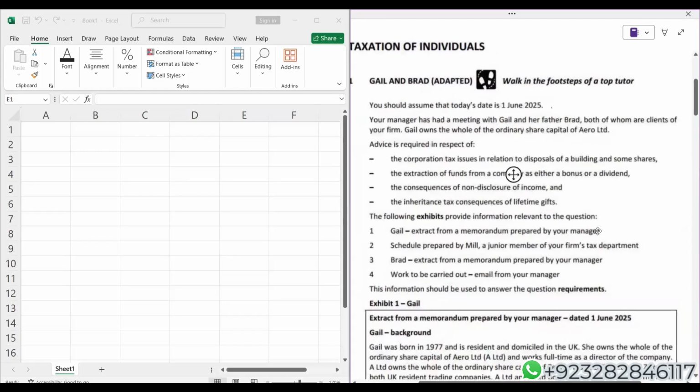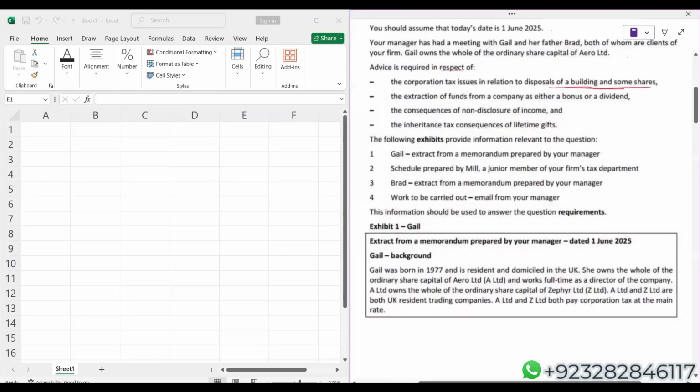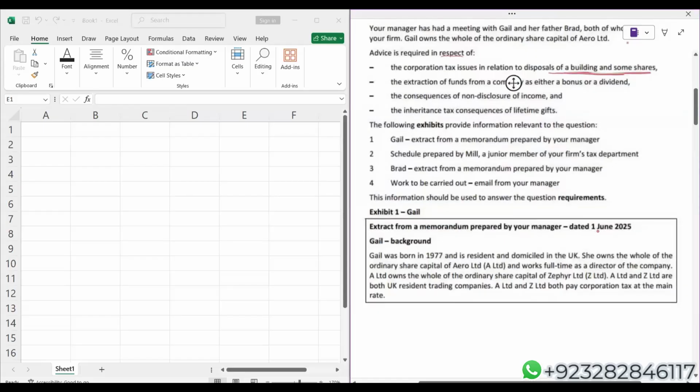Your manager has had a meeting with Gail and her father Broad, both of whom are clients of your firm. Gail owns the whole of the ordinary share capital of Arrow Limited. So Gail is the 100% owner of Arrow Limited. Advice is required in respect of corporation tax issues in relation to the disposal of a building and some shares. They have sold a building and some shares. Extraction of funds, and okay, let's go ahead. Schedule prepared by Mill, a junior member of your firm's tax department.